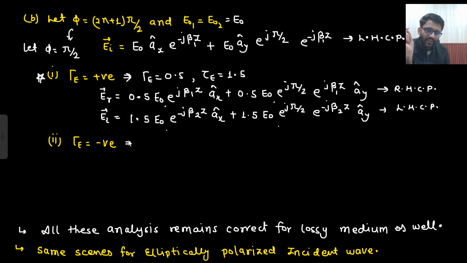Now if gamma e is negative, say gamma e is minus 0.5, then my tau e would be 0.5. So what will be my reflected field? This you should do on your own and let me know what will change, left and right, just let me know what will change now.